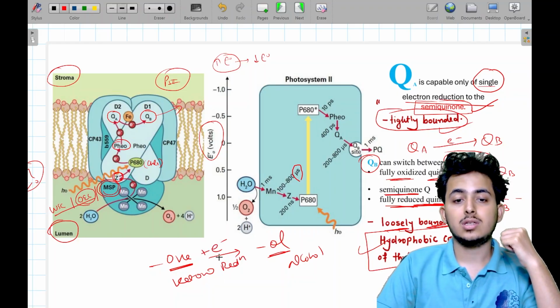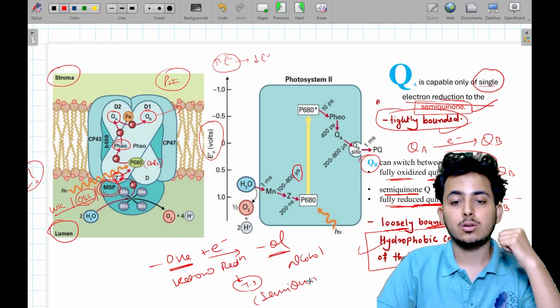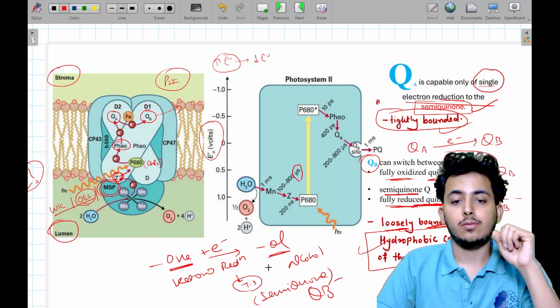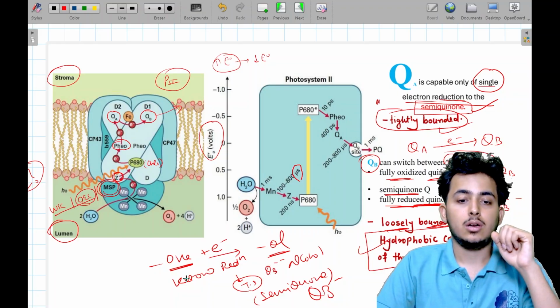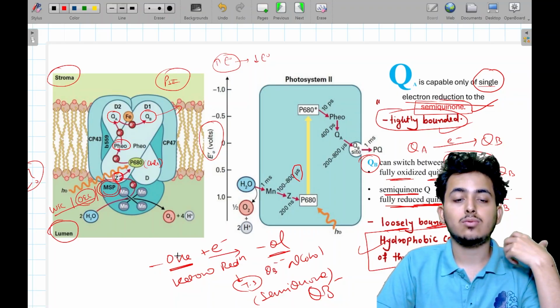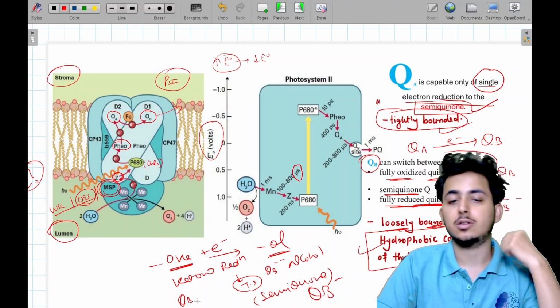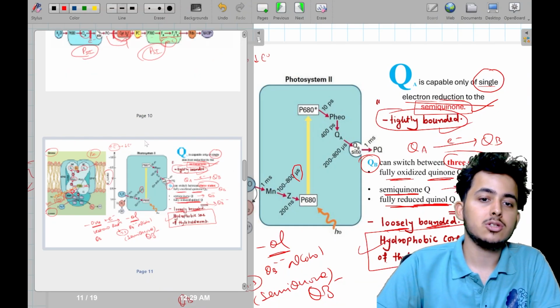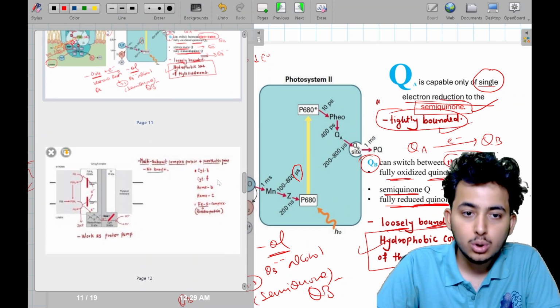There will be an intermediate transition state that will be called semiquinone, QB negative. And this one will be the fully reduced form that will be represented by this. And this quinone state, that is the fully oxidized state, will be represented by this. So this is the overall picture of the quinone and the electron transfer happening in photosystem 2.